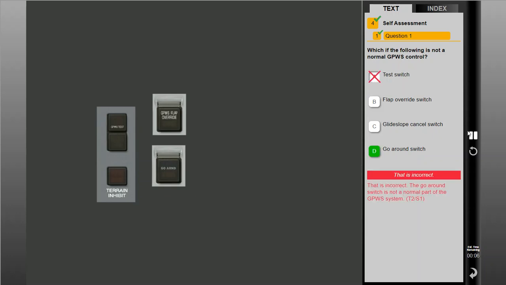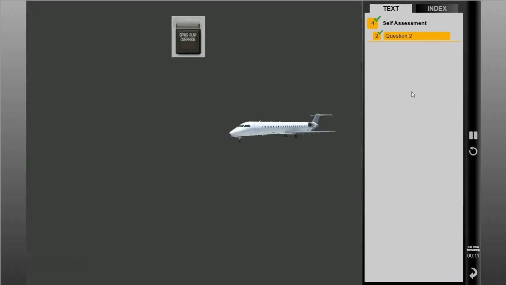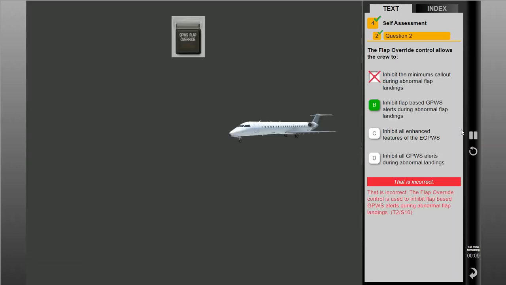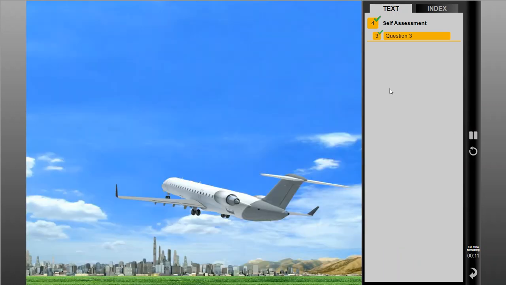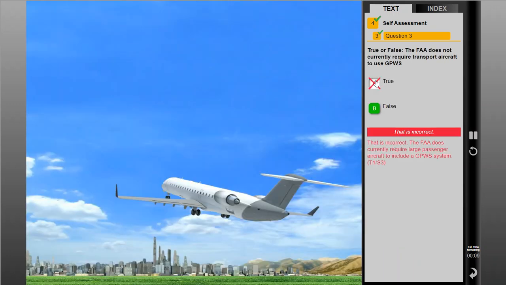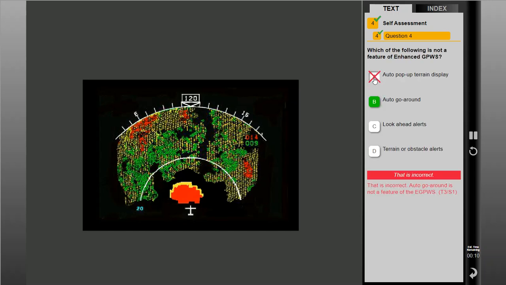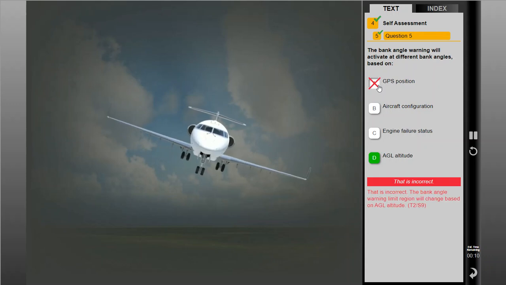That is incorrect. That is incorrect. That is incorrect. That is incorrect. That is incorrect.